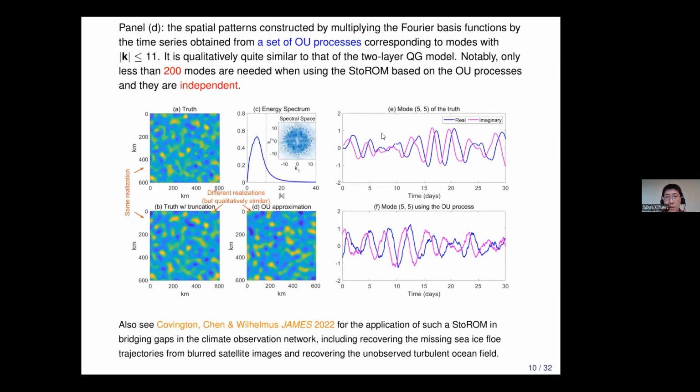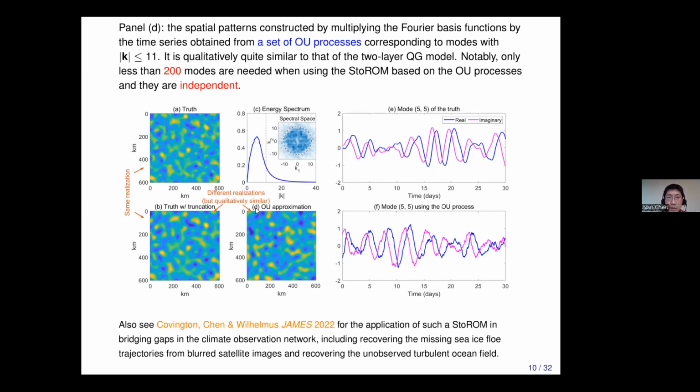And I show in panel E and F the time series of the original equation and the time series of this OU process. Because both of them are just two free runs, you do not expect them to match pointwise. But you can see the overall behavior of these two time series looks pretty similar. And you can actually derive the statistics from these time series, and the statistics match each other very well because we calibrate this OU process by matching the statistics.